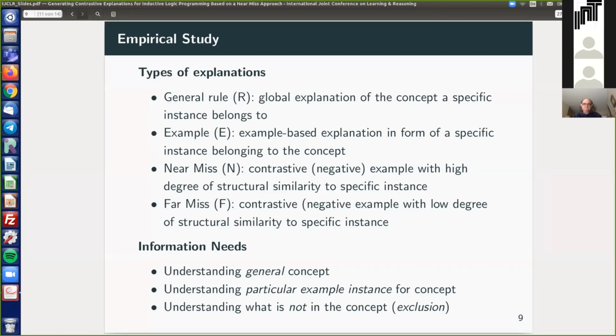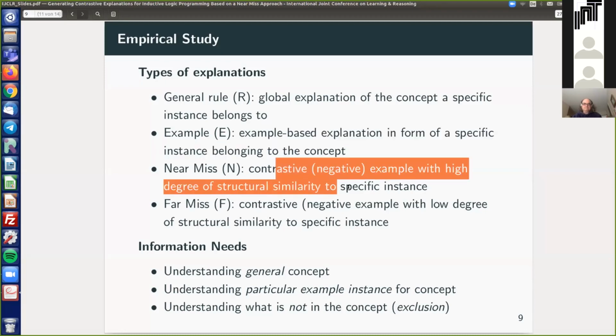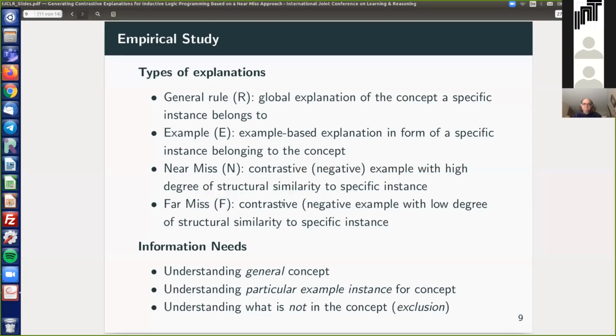Then we also did the same thing with a near miss. Sorry, I think I just mixed up these two. So the example is, of course, the Ian one. The near miss one is Jodie and Ian, so the grandmother, and the far miss is, for example, grandson. So just further degrees away.